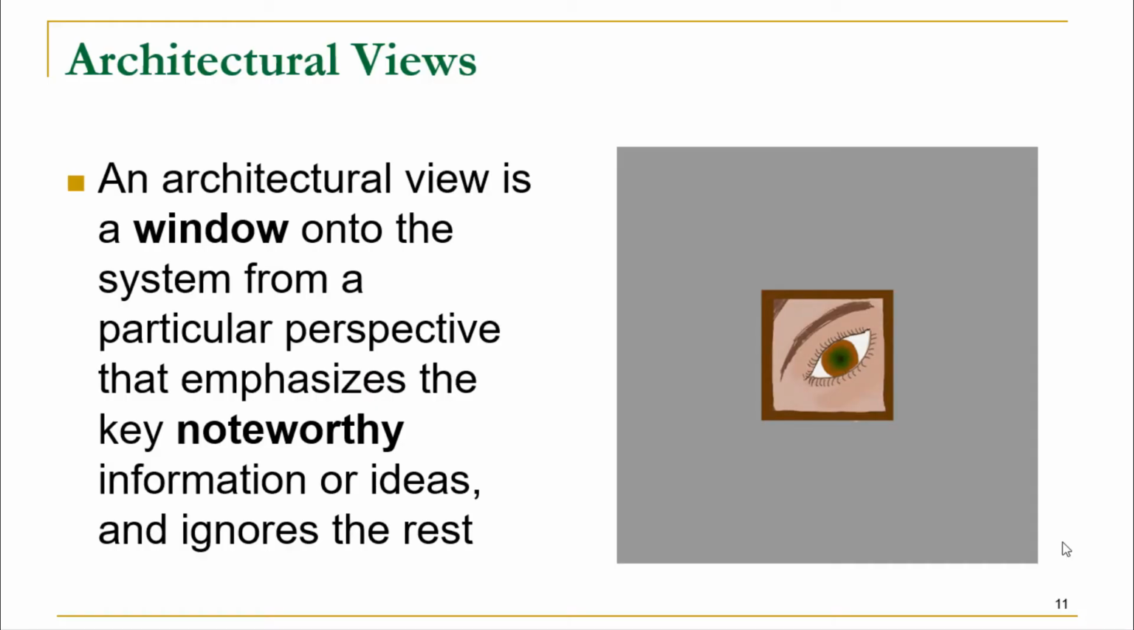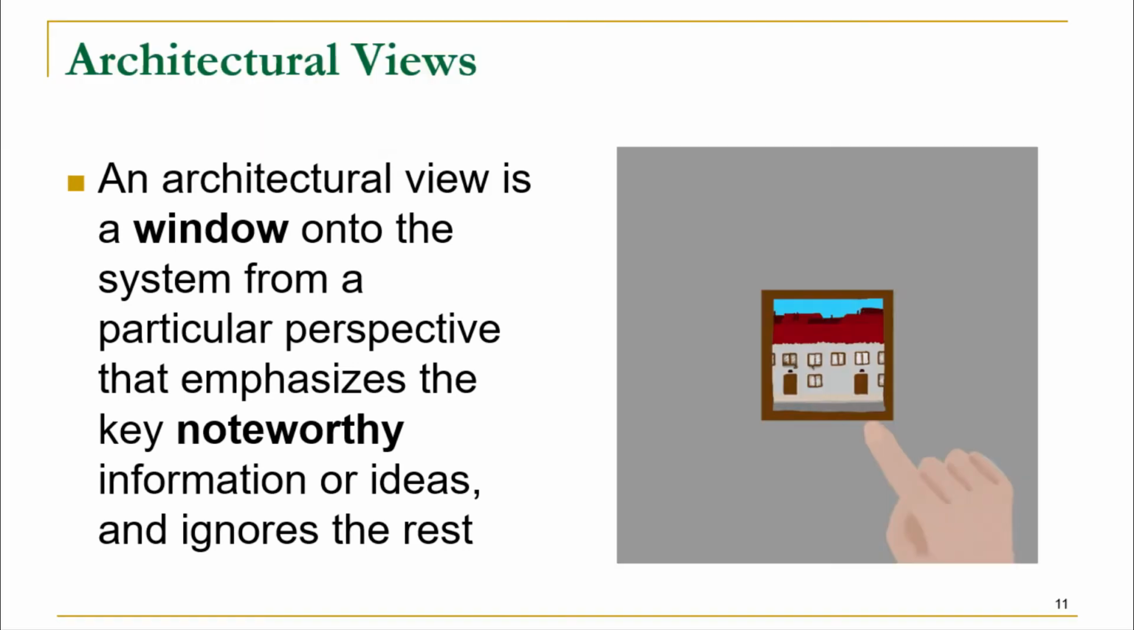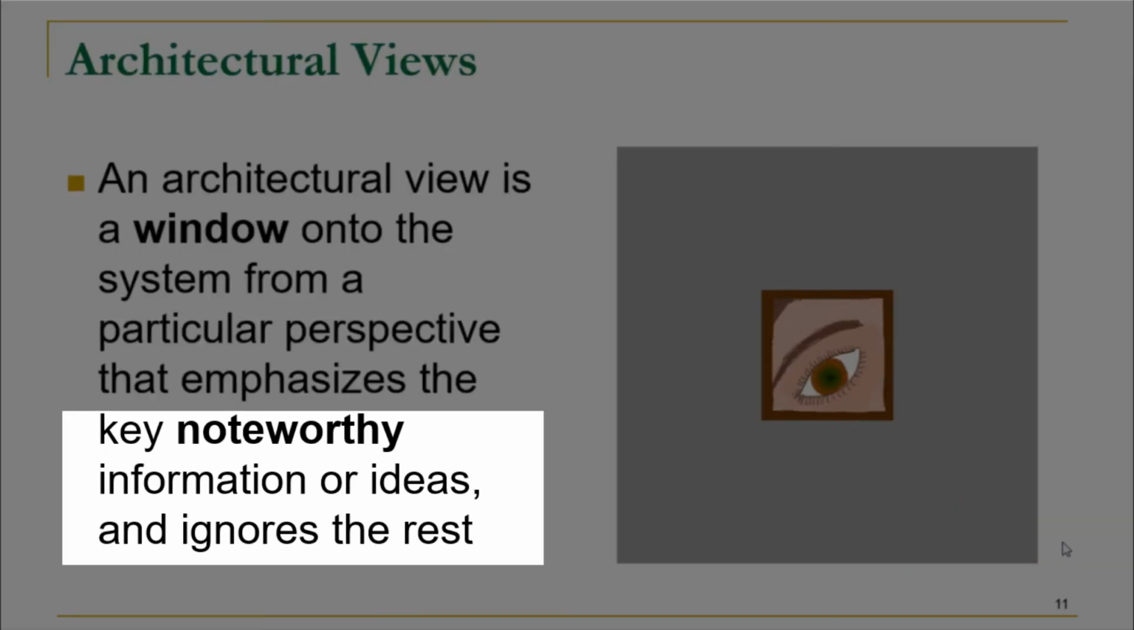To understand the concept of architectural view, you can say that an architectural view is a window onto a system from a particular perspective. If you want to look at a different part of the room, you will have to have a different window, or that window will have a different perspective. And that perspective emphasizes the key noteworthy information or ideas, and of course it ignores the details which are not required.